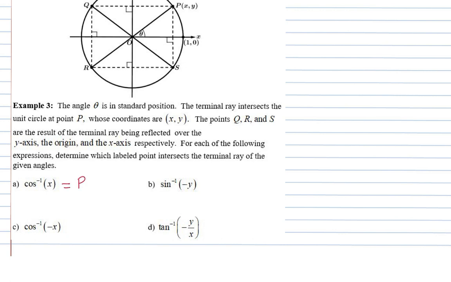Done. Okay, for the next one, which is inverse sine of negative y, we know inverse sine is either in the first quadrant or in the fourth quadrant. Since we're talking about a negative y, we're talking about flipping over this side. So that means my answer would be S. It would be in the fourth quadrant. So it would be the S point.